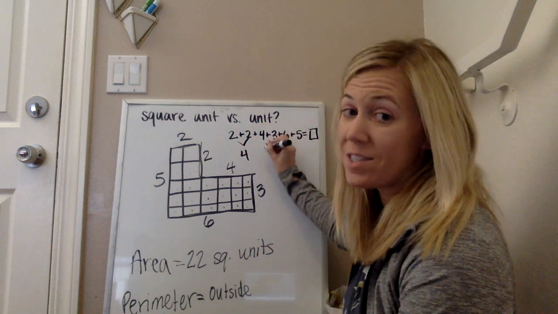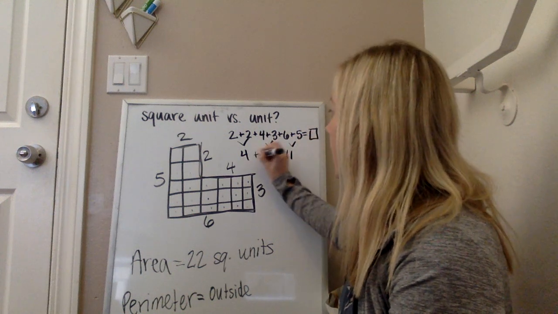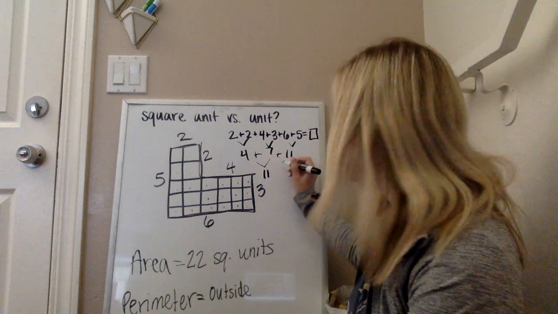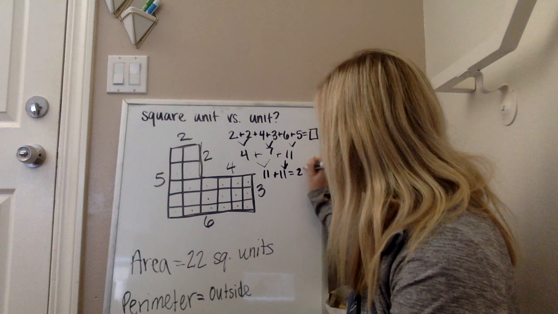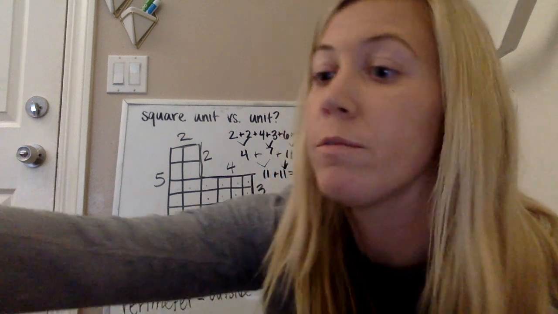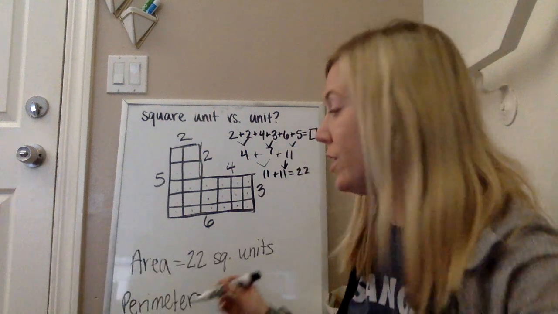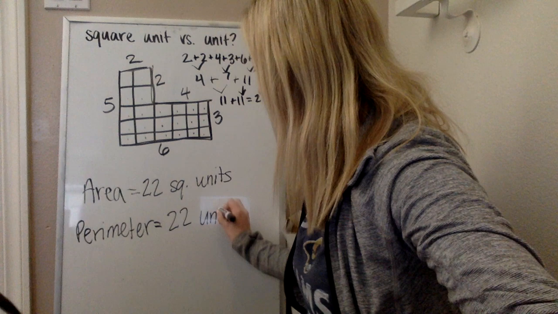4 plus 3 is 7. 6 plus 5 is 11. If I add those together, 4 plus 7 is 11, plus another 11 from down here, equals 22, which means that my perimeter would be 22 units.